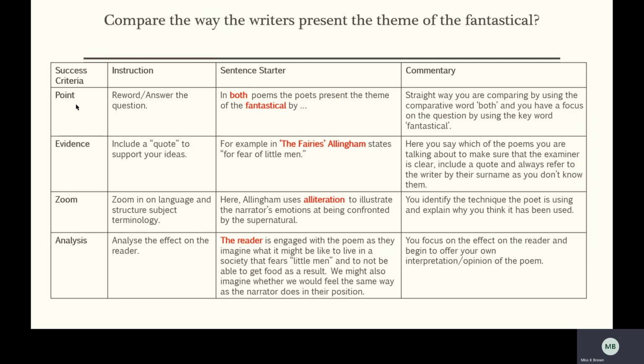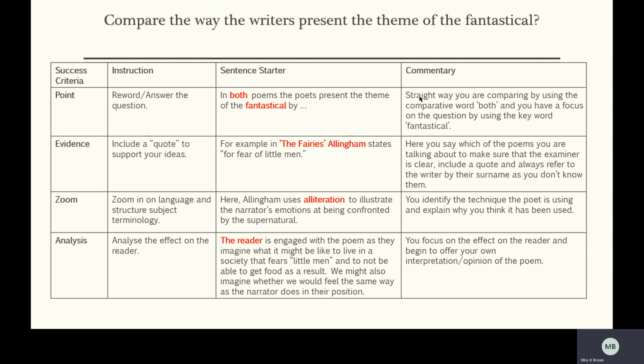In order to write a point, you need to reword and answer the question. So: compare the way the writers present the theme of the fantastical. You would say, in both poems, the poets present the theme of the fantastical by... That's starting you off, and then you would fill in that blank there.